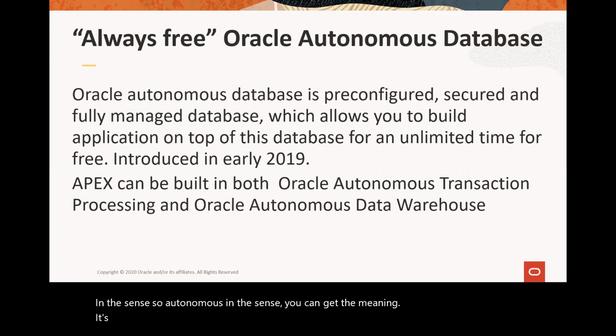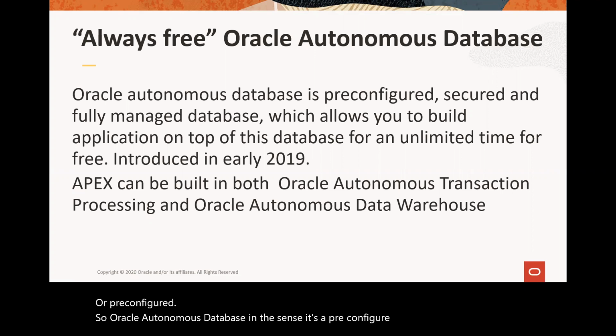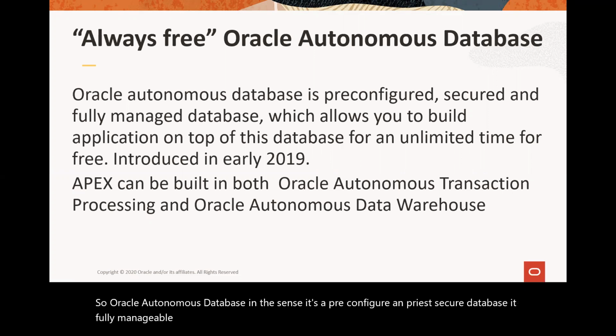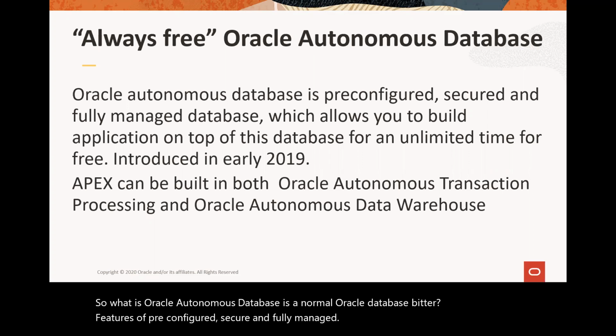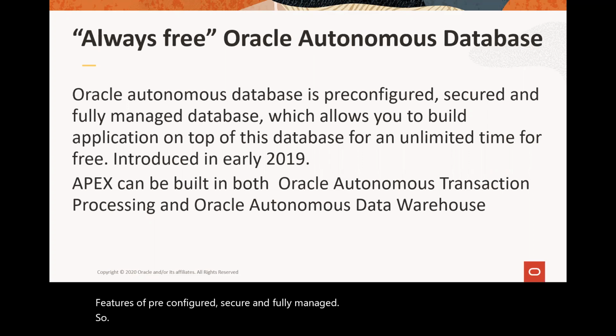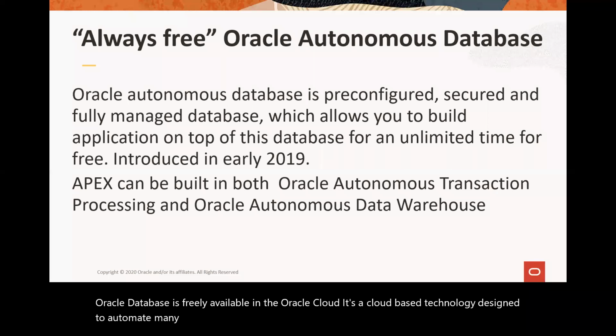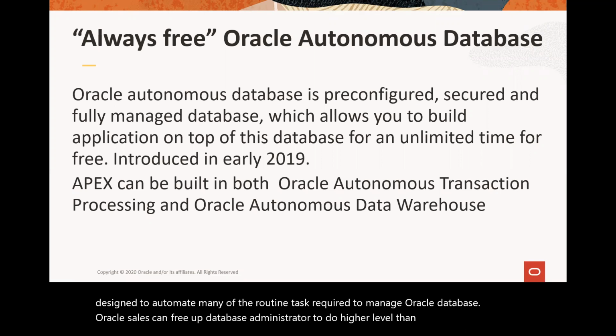It means it's pre-built, predefined, or pre-configured. So Oracle Autonomous Database is a pre-configured and pre-secured database. It's a fully managed database. So what is Oracle Autonomous Database? It's a normal Oracle database with the features of pre-configured, secured, and fully managed. Oracle Database is freely available in the Oracle Cloud. It's a cloud-based technology designed to automate many of the routine tasks required to manage an Oracle database. Oracle aims to free up database administrators to do higher-level and more strategic work with this autonomous database.